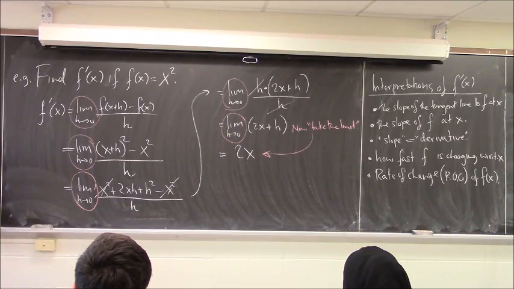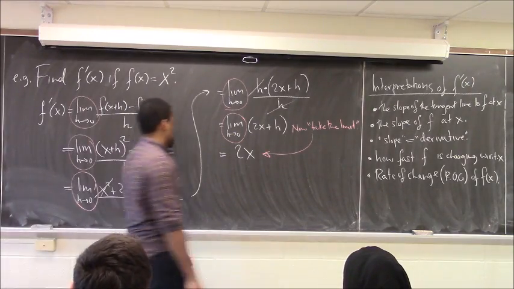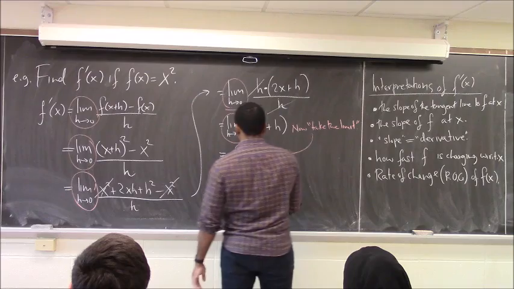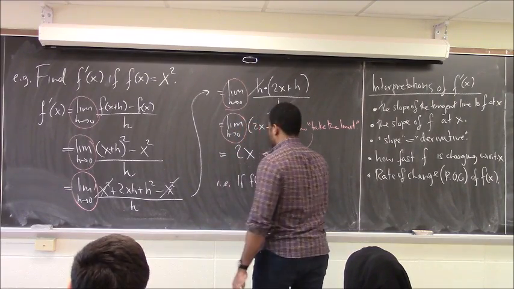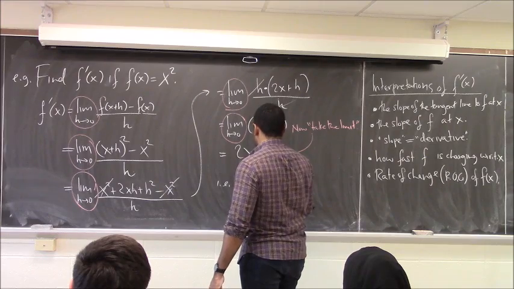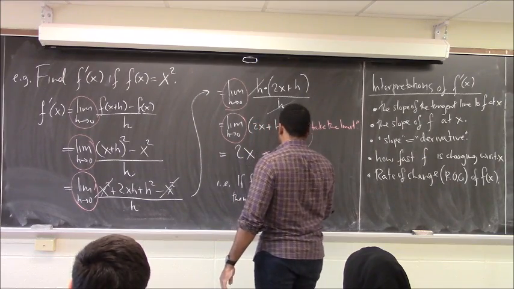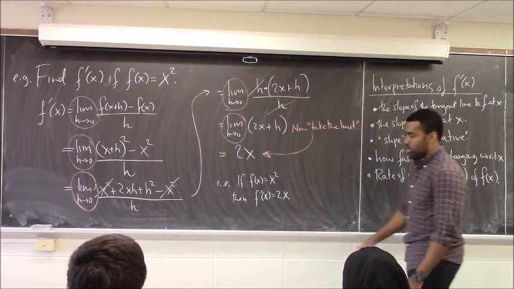That is the derivative of x squared, i.e., if your f of x equals x squared, then your f prime will equal 2x. F prime is the slope of the function x squared.